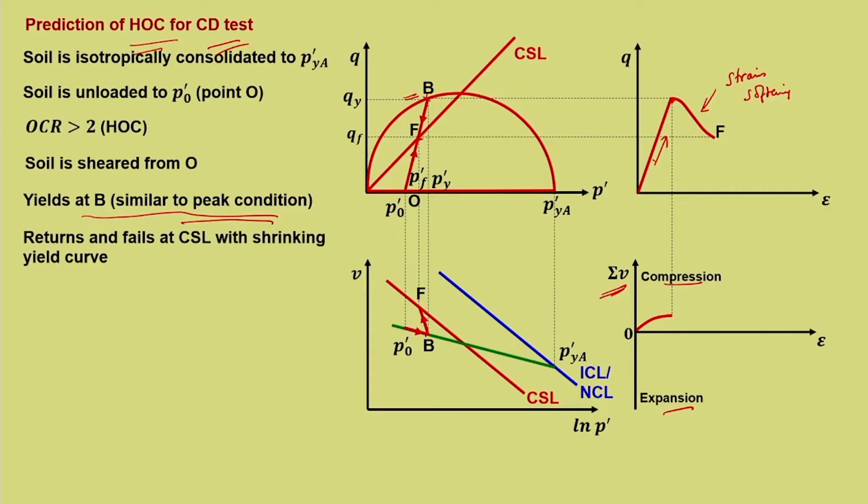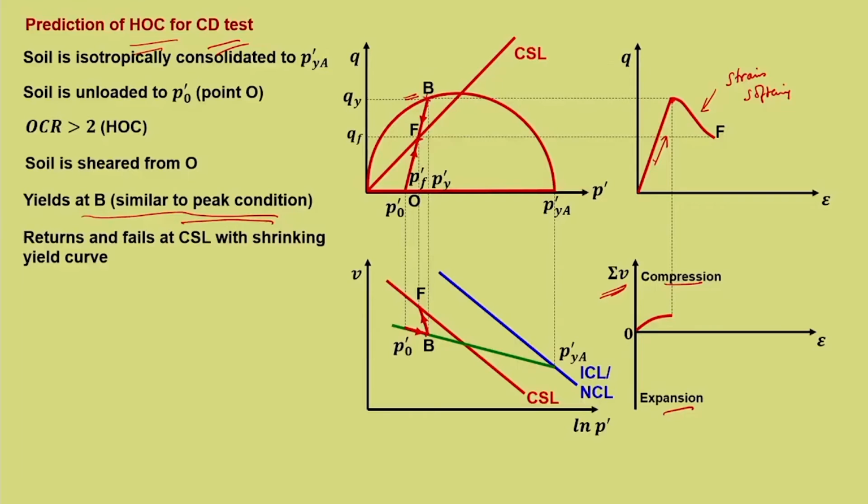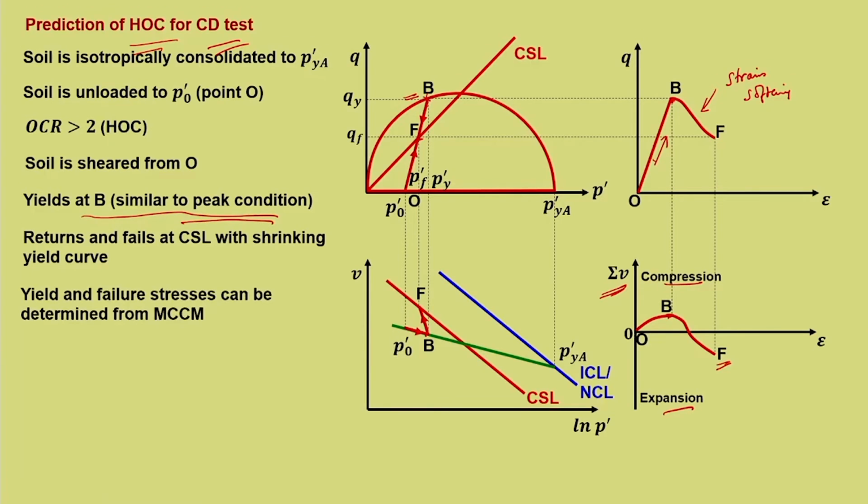Now, this information becomes quite handy in the presence of yield curve, that is the yield curve supplements this knowledge along with our discussion. So, from here at this particular point B, strain softening means there is a kind of dilation that is happening up to F where it fails. So, yield and failure stresses can be determined from MCCM by substituting at these appropriate points. So, one can also get the failure and the yield stresses.